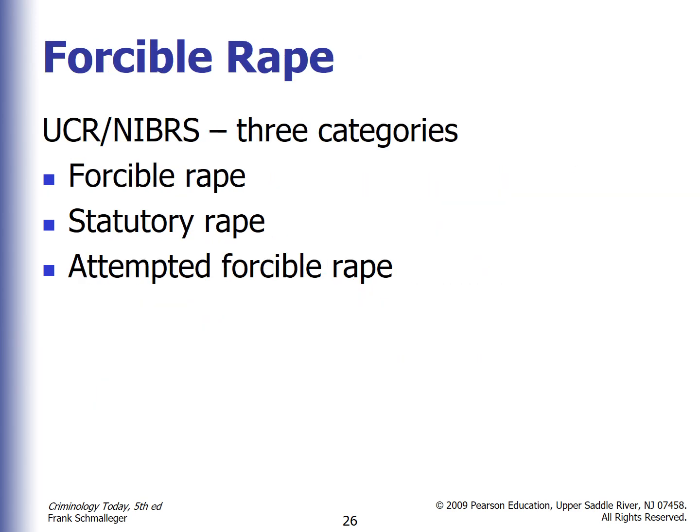All right, forcible rape. Three categories in the UCR NIBRS. Forcible rape, which most people understand it to be somebody using force to commit a rape. And it doesn't necessarily have to mean force. It could be threats. Statutory rape doesn't matter whether there was force used or a threat. If the person was under a certain age, then that's considered a rape under the forcible rape in UCR. And attempted forcible rape. So if you tried it but you were not successful, it still gets counted.